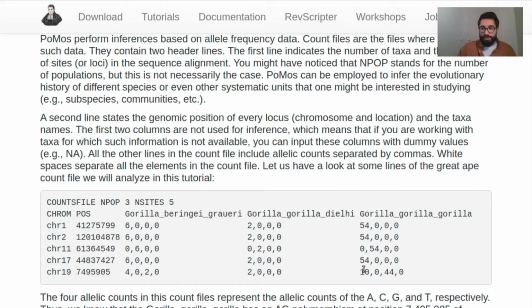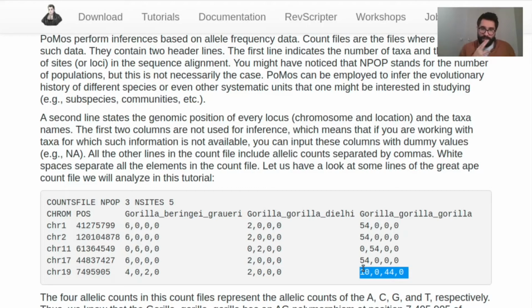But of course we can also observe polymorphic states, and at chromosome 19 in the specific position for the population Gorilla gorilla gorilla, from the 54 individuals that were sequenced, 10 had the A nucleotide, however 44 had the G nucleotide, and this is of course a polymorphic state.